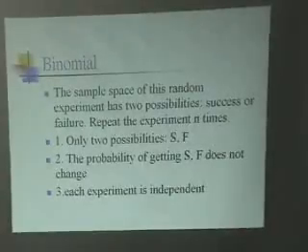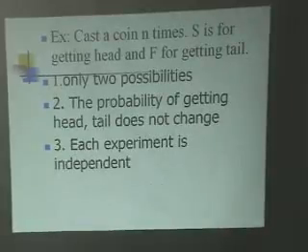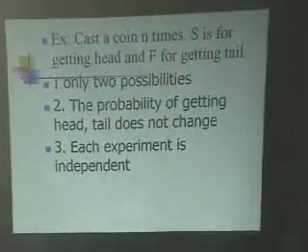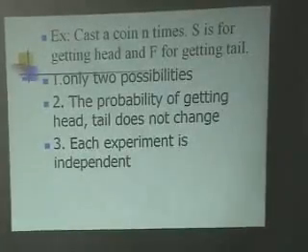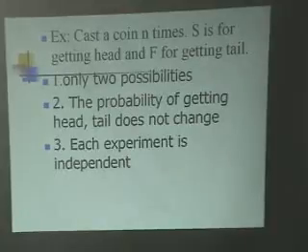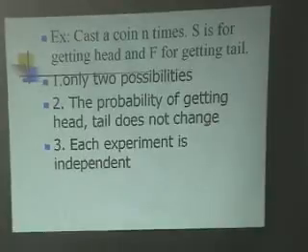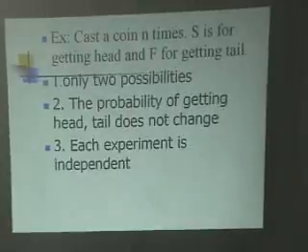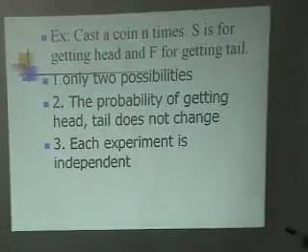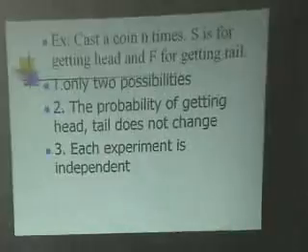Okay, so let's get to the next question. Now we cast the coin n times. S is for getting head, and F is for getting tail. For this kind of experiment, there are only two possibilities, getting F or getting S, success or failure. The probability of getting head and tail does not change, always 0.5. And each experiment is independent. Next.